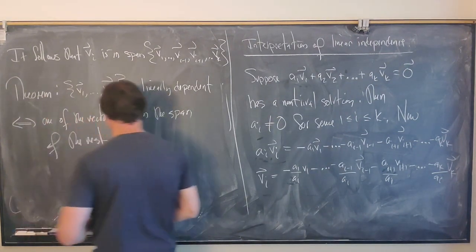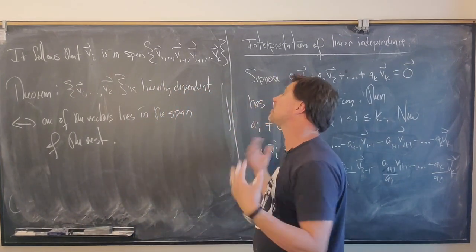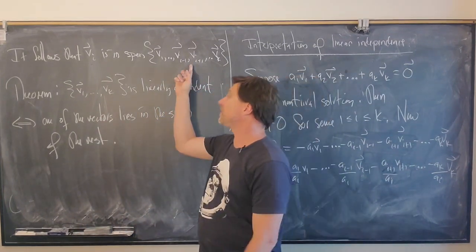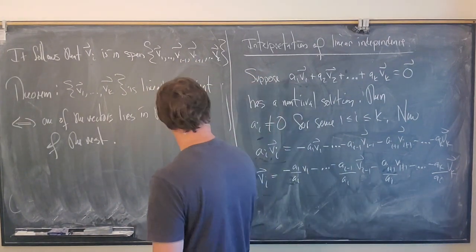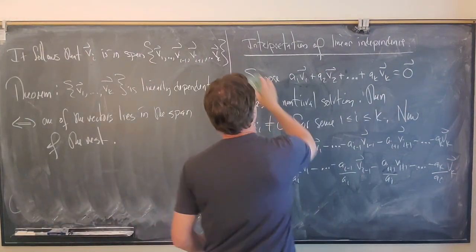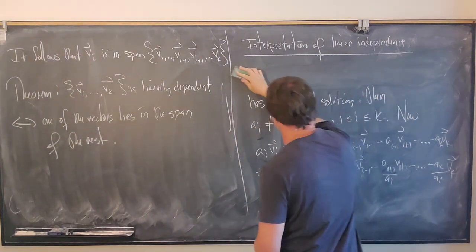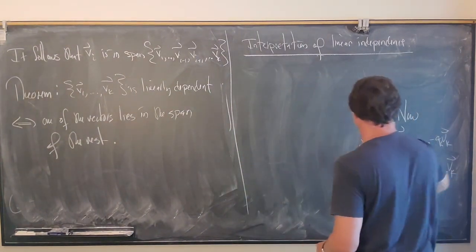So when I talk about redundancy, what it's saying is that in terms of spanning sets, we didn't need the V sub I. It's redundant. And there's also a nice geometric picture when it comes to linear dependence versus independence.